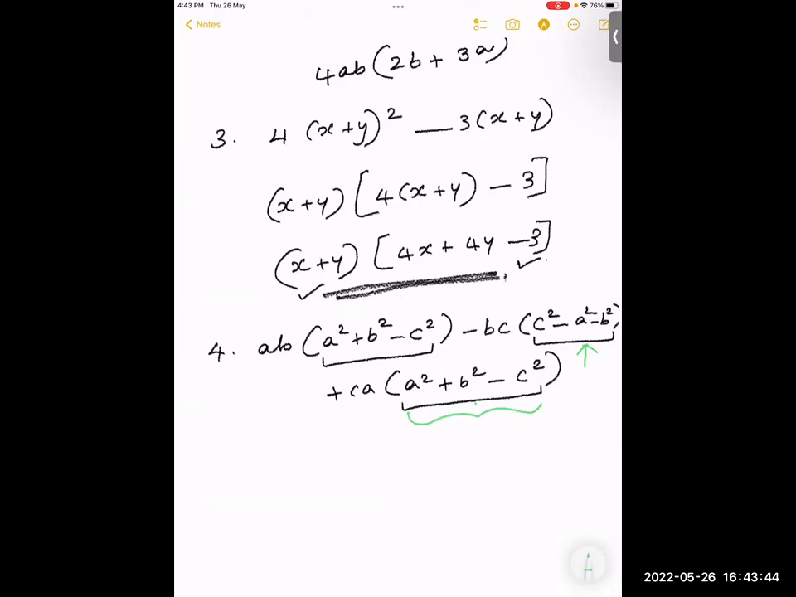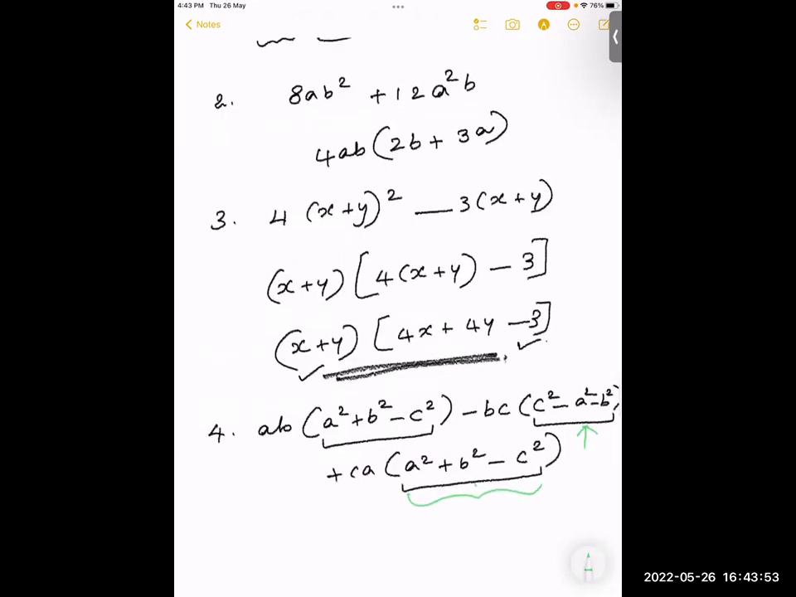Ma'am, actually, I didn't understand the third one. Which is the third one? This one? 4x plus y. Oh, okay, 4x plus y the whole square. So here, I'm just going back. This is one term, right? This entire thing can be considered as one term. And as a second term, 3 into x plus y is coming.